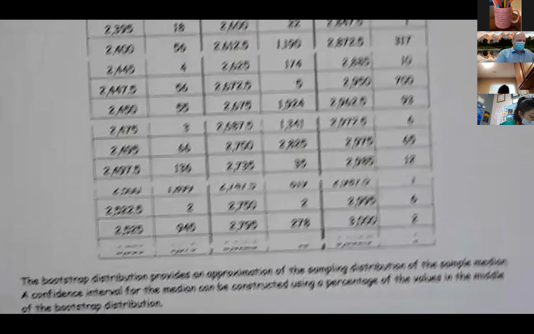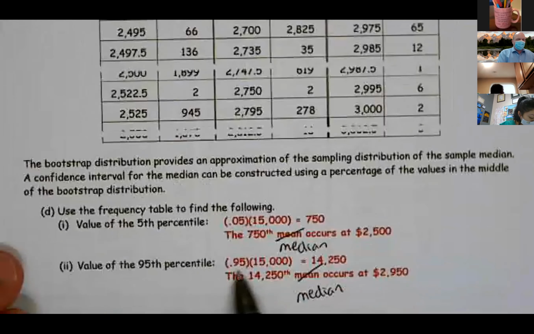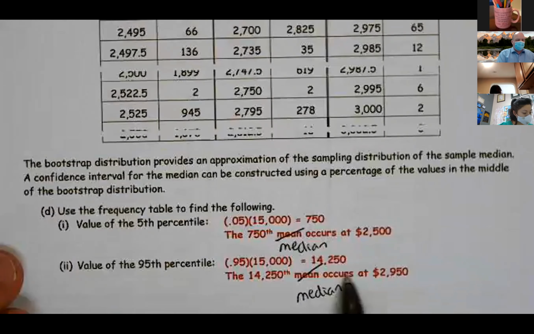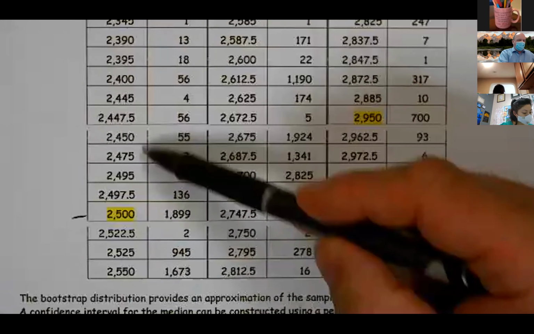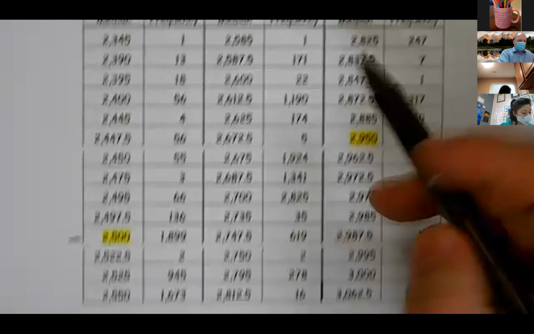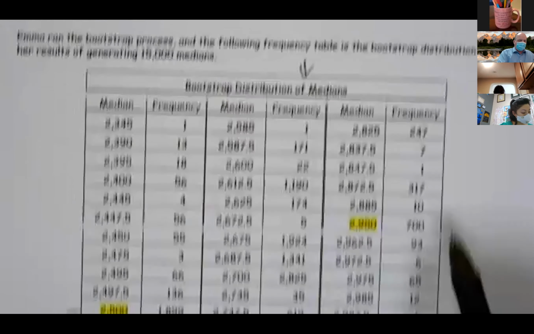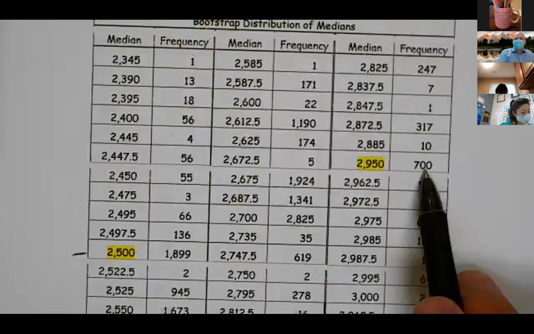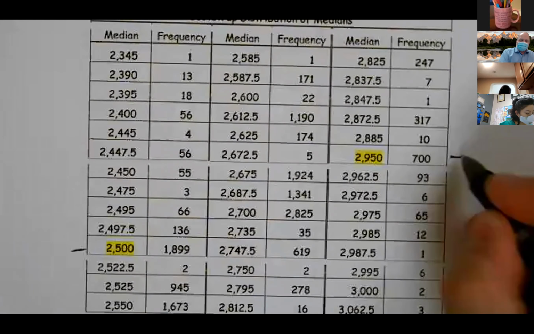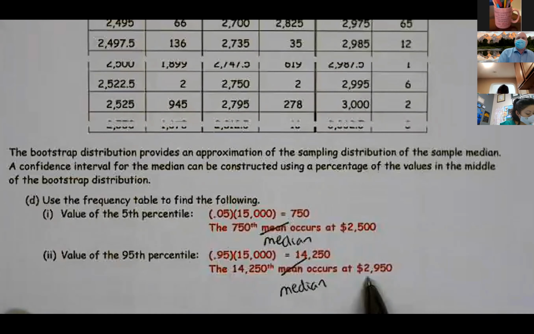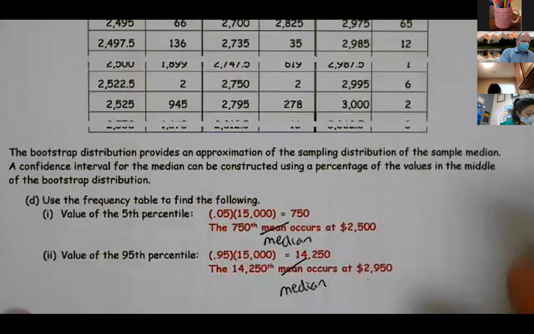Then it also asks for the 95th. Well, now I'm just going to take 95% times 15,000 and I get 14,250. And so I'm going to go back and keep adding and adding all these frequencies. And please don't forget the middle column of frequencies. It turns out that when I get to 2,950, I now have my 95th percentile. So my 95th percentile, or my 95th median, occurs at 2,950. So 5th percentile and 95th.